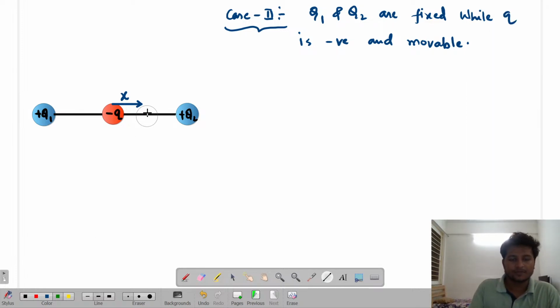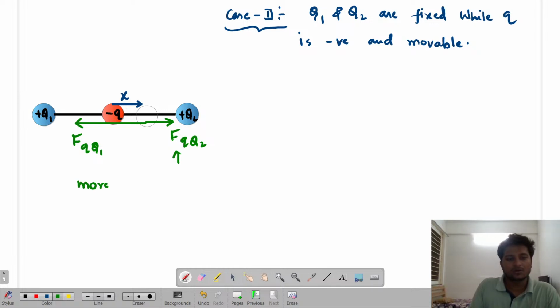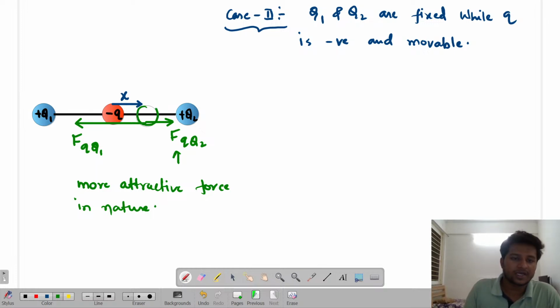The force on it by Q2 will be more, and this will be the force on it by Q1, isn't it? So this one is the force on Q by Q1. This one is the force on Q by Q2. And this force is more attractive in nature, isn't it? So what will happen? This minus Q will try to stay over here or not. It will not go back to its original condition, isn't it?